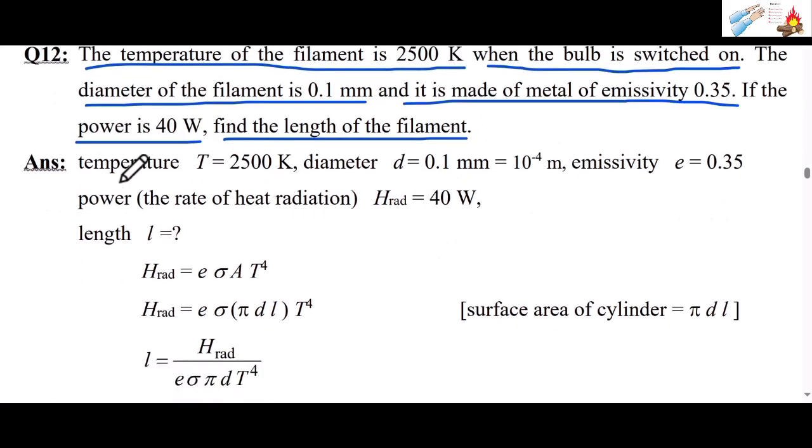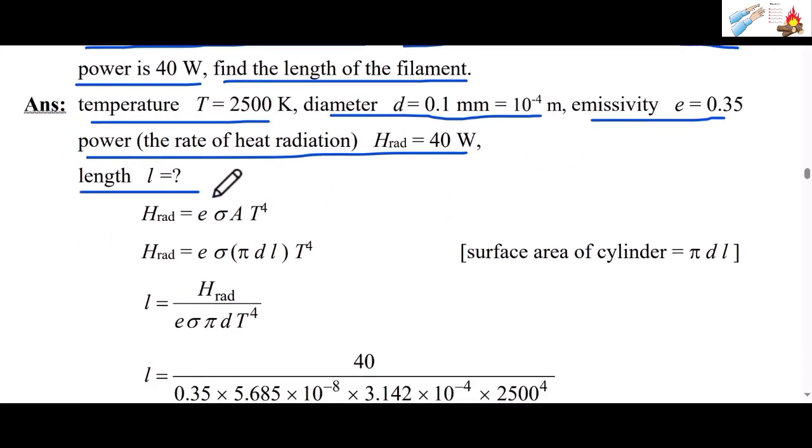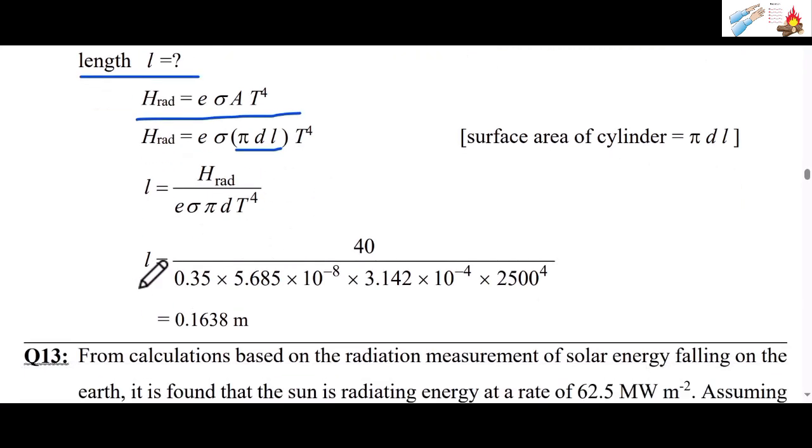Temperature is given, diameter is given, emissivity is given, power H is given. We need to find the length L. H radiation is e sigma A T^4, so we find L from that.